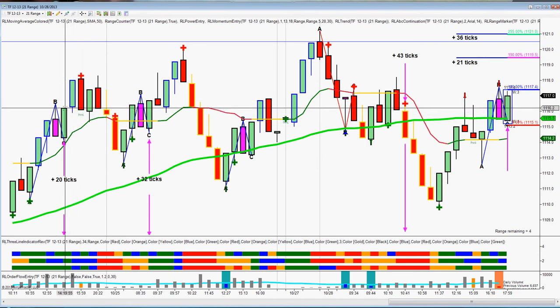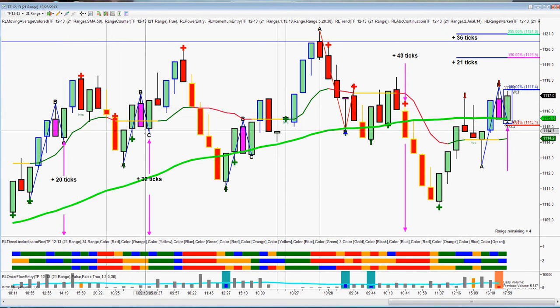Now, on a 21 range candle, which is what we're trading on this chart, you would be in 1 tick above the close, and your stop will be 1 tick below the wick. So you're taking 22 ticks of risk on this trade to make 20 ticks of profit.